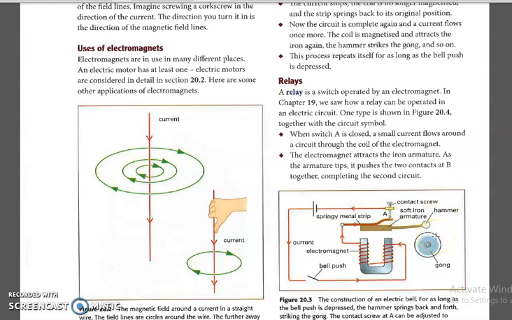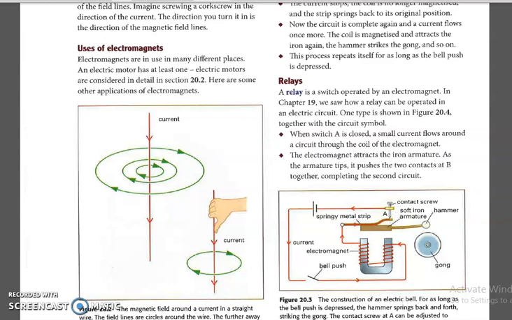Okay, so when the hammer is striking the gong, this connection will be separated, and the current to this particular section will be lost, and it is demagnetized. So when it is demagnetized, the hammer will be back to its original position. So this cycle continues. This is how an electric bell works.